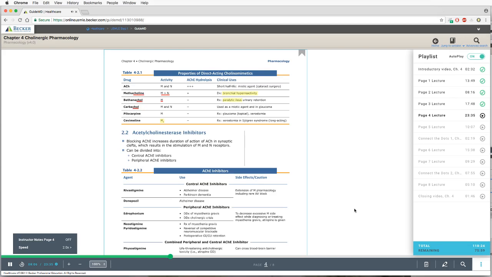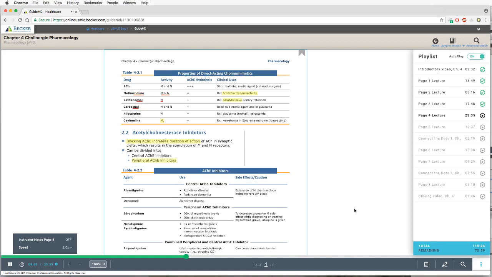In the acetylcholinesterase inhibitor section, we are now investigating the indirect acting effect of drugs that block the degradation of acetylcholine. If you block acetylcholinesterase, as stated, you increase the duration of action of acetylcholine in the synaptic cleft. So you now overstimulate both muscarinic and nicotinic receptors. Classically, acetylcholinesterase inhibitors are divided in two groups: the ones used for CNS acetylcholinesterase inhibition, and the ones more appropriate for the ANS section that are called peripheral acetylcholinesterase inhibitors.